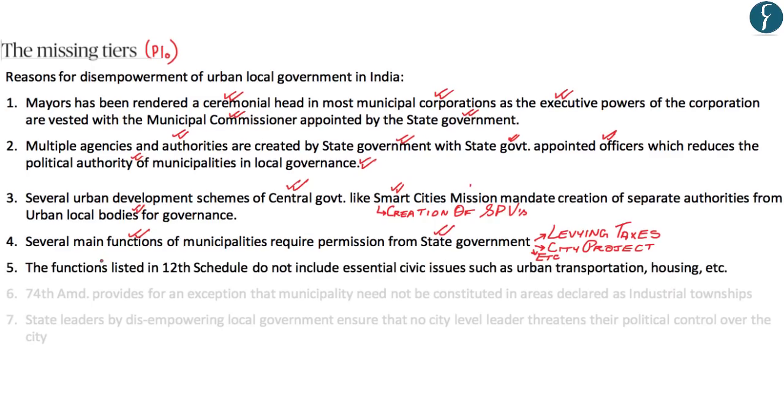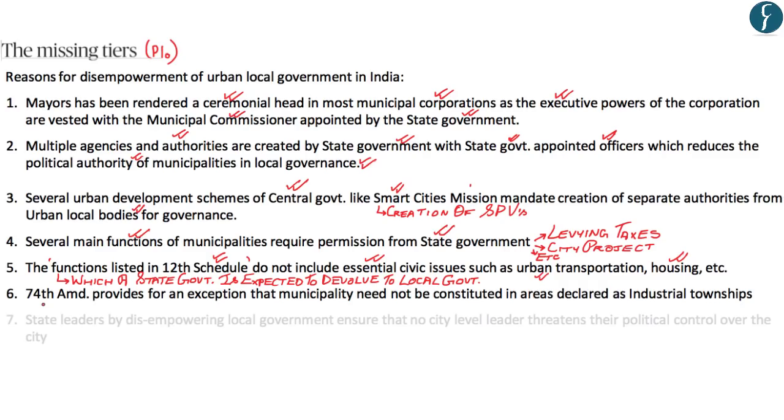Now, the fifth reason highlighted by the author is that the functions listed in the 12th schedule, which a state government is expected to devolve to the local government, do not include essential civic issues such as urban transport, urban housing, among others. So according to the author, essential civic issues of urban governance such as urban transportation and urban housing are not functions listed in the 12th schedule which a state government is expected to devolve to the local government. And since these functions are not listed in the 12th schedule, it limits the power of the urban local government.